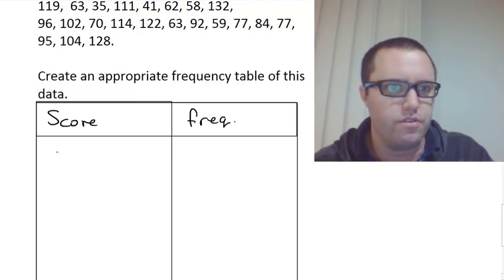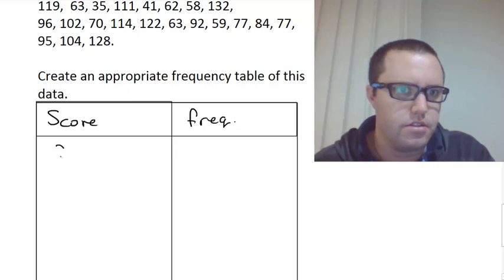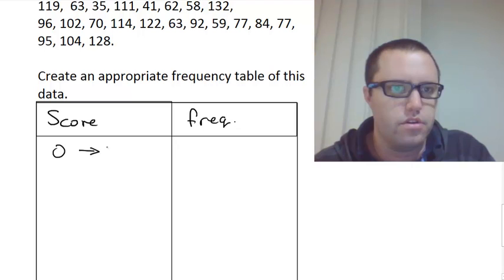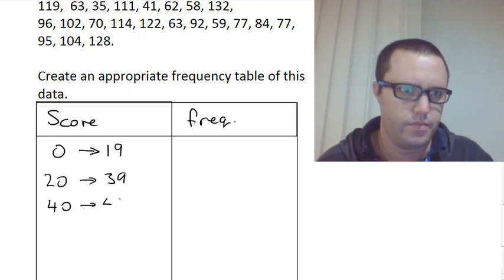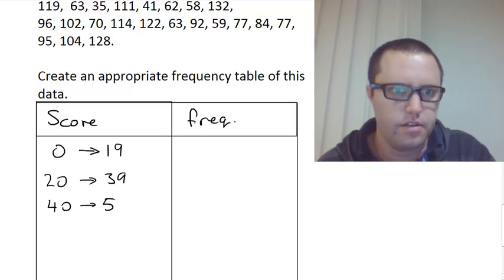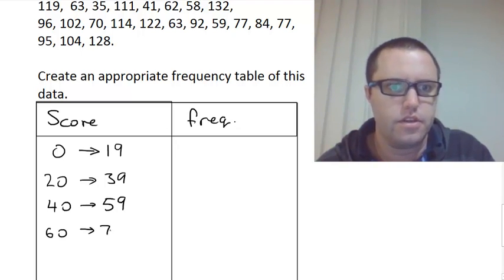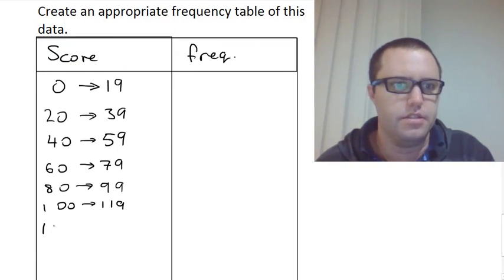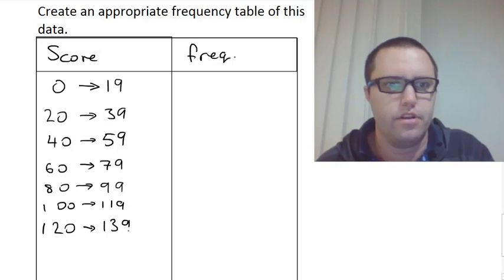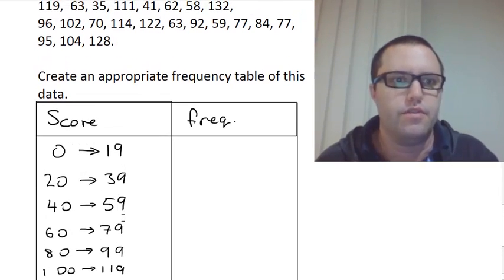So we might do a score from 0 to 19, 20 to 39, 40 to 59, 60 to 79, 80 to 99, 100 to 119, 120 to 139, and that's our max score. So then we can start tallying.